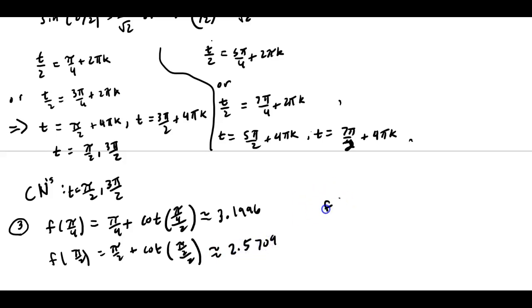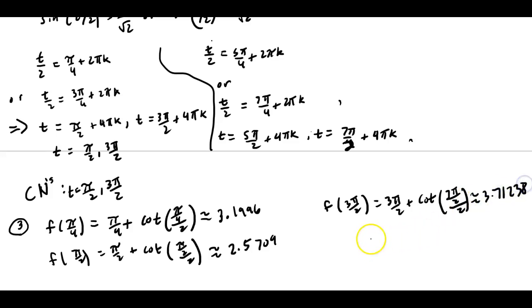That's going to be approximately 2.5709. F of 3 pi over 2 is going to be equal to 3 pi over 2 plus the cotangent of 3 pi over 2 over 2, and that's going to be approximately 3.71238. And then the last value that we're going to check is f of 7 pi over 4. So that's going to be 7 pi over 4 plus the cotangent of 7 pi over 4 over 2, and that's going to be approximately 3.0835.